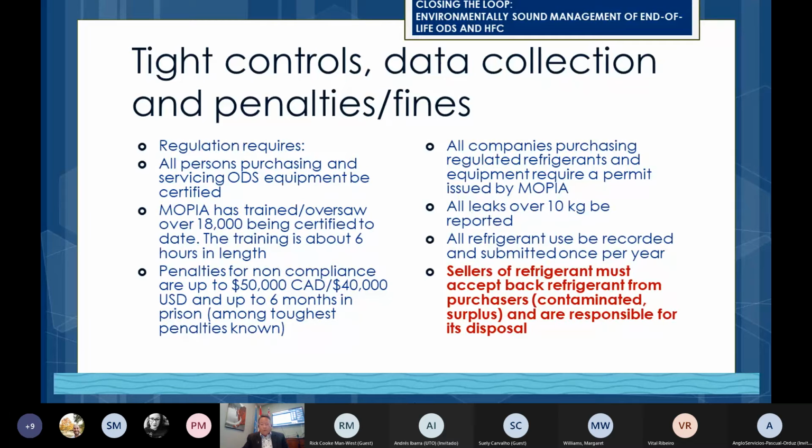And this is an important point. Sellers of refrigerant in our province, all wholesalers and any corporate enterprise, must accept back refrigerant from purchasers, from anybody who has purchased it from them, whether it be contaminated or surplus, and they're responsible for its disposal. So that's very critical to know, and a very important regulatory point, I think. Next slide, please.